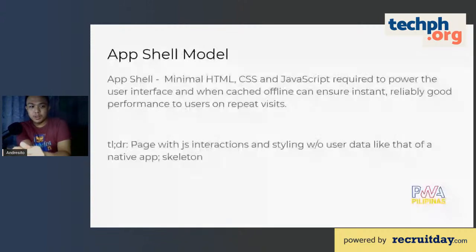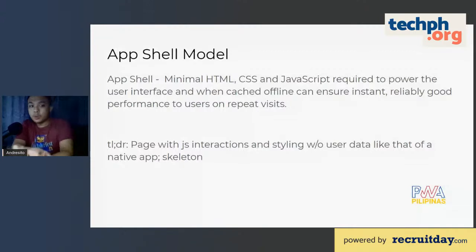Okay, app shell model. We'll be having a look at what an app shell model is. Just like if you're acquainted with creating native apps, diba? When you make them, you only need to develop the view and the interactivity scripts, right? Now that idea is being inherited on the web with the app shell model. Basically, the app shell is your minimal HTML, CSS, and JavaScript necessary to power your user interface. And when it's cached offline, that is what is going to be loaded. So basically, it's a page with JavaScript interactions and styling without the data. No data yet, just the view.